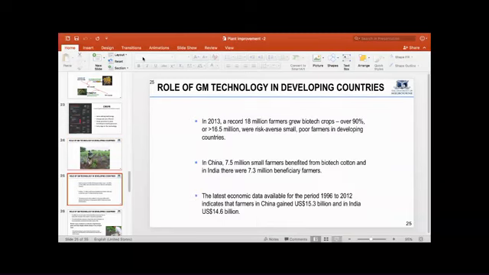So, in 2013, you know, it's a few years ago, 18 million farmers grew biotech crops, but over 90% of that was risk-averse small farmers in developing countries.